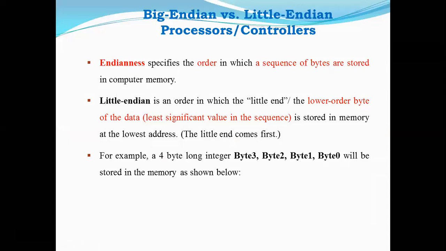It is how the data is stored in the memory, whether the lower byte is first stored in the lower address, or the higher byte data is stored in the lower address, right? So endianness is nothing but the order in which the data is stored in the computer memory. In little endian, the lower byte of the data, that is the least significant value, is first stored in the memory at the lowest address, right? That we can see in the example in the next slide.